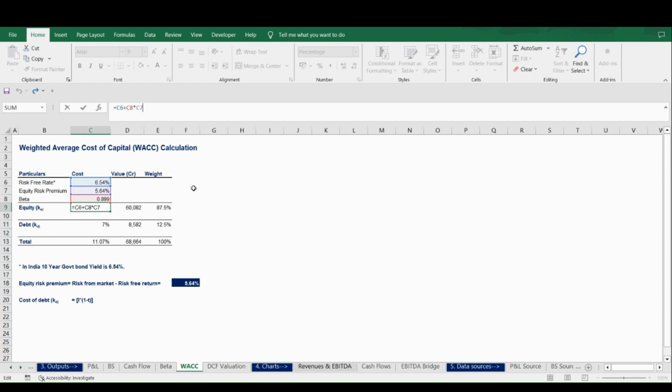So by this we get the cost of equity for the company. Next we have cost of debt, which is just equal to the interest rate paid by the company multiplied by 1 minus tax rate. So herein we have debt. Here are the proportions of equity and debt, and for the calculation we multiply the cost of equity and debt by their respective weights. So that's how we get the cost of capital, that is the weighted average cost of capital.